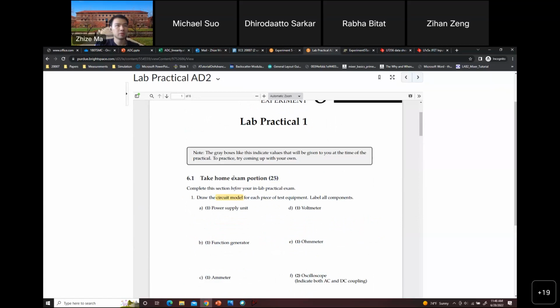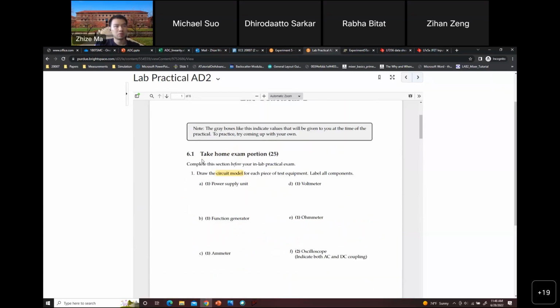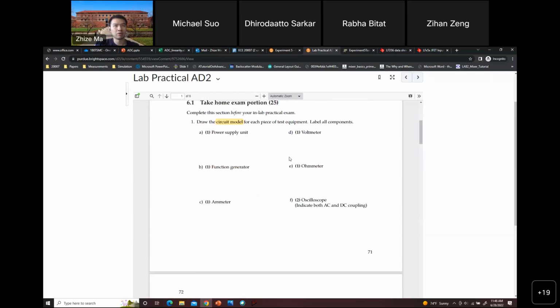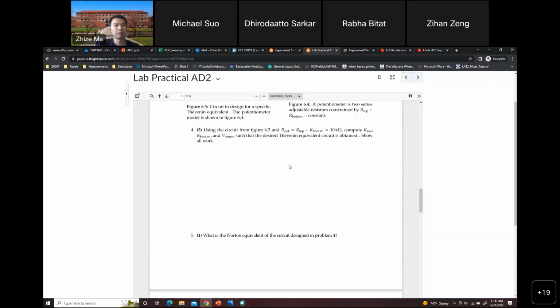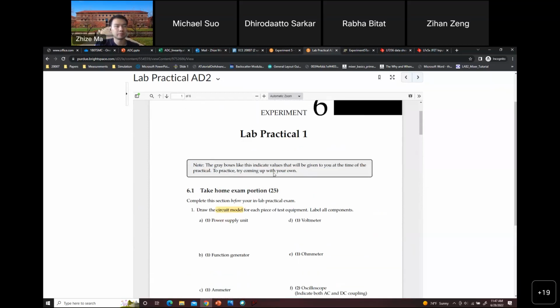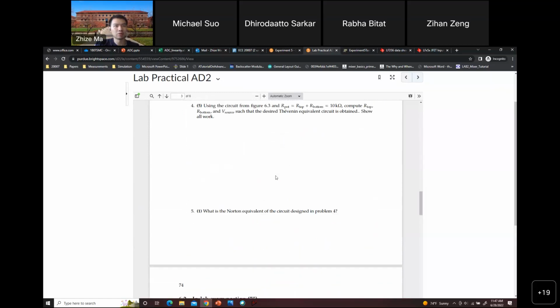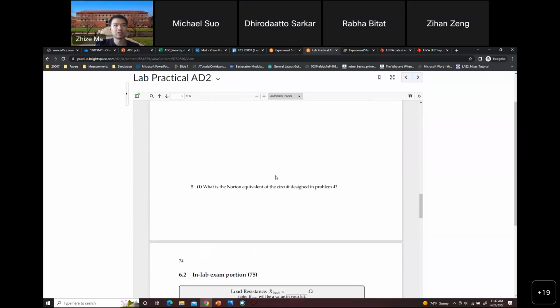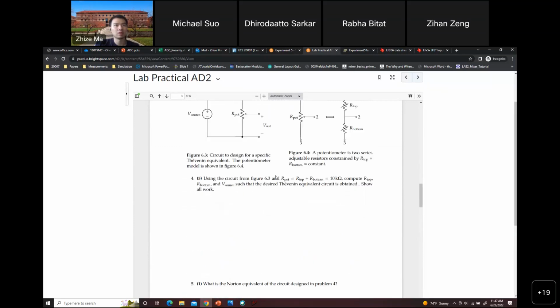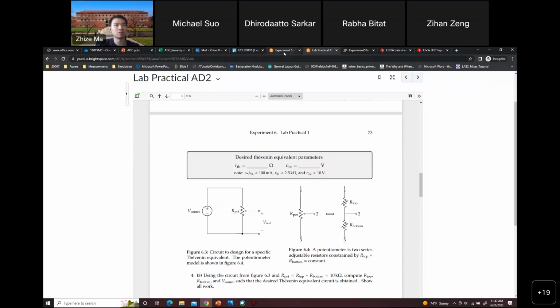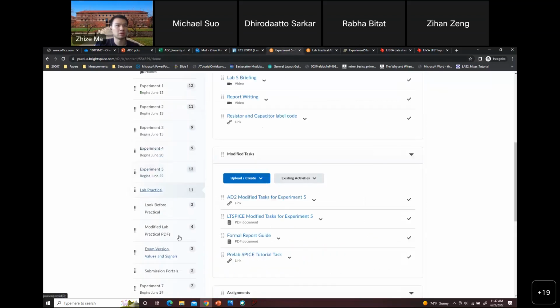So this part you can do at home, whenever you want, and make sure you finish everything here. And then after you finish this part, what you will need to do is submit it on Brightspace, to the take-home portion, and then you should be able to see there is a quiz here.